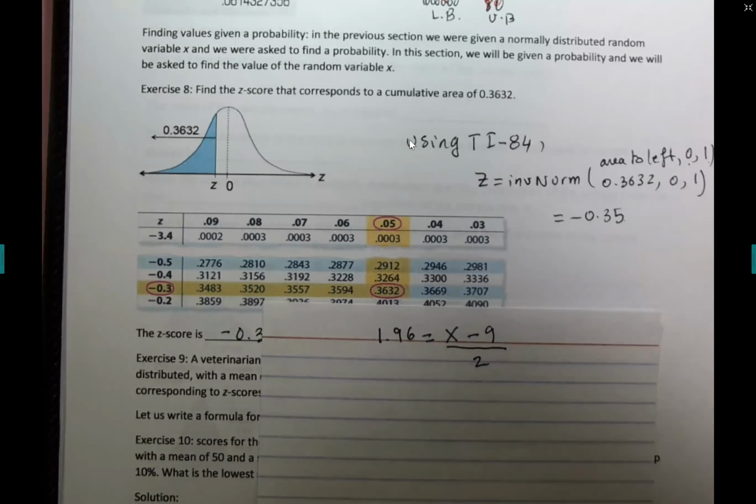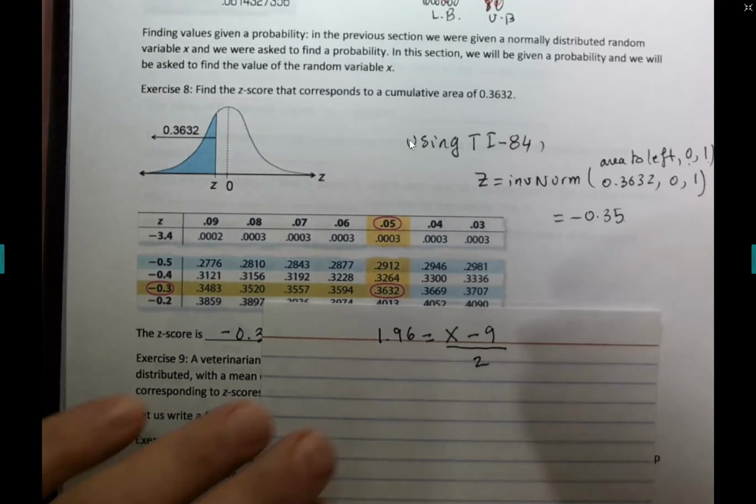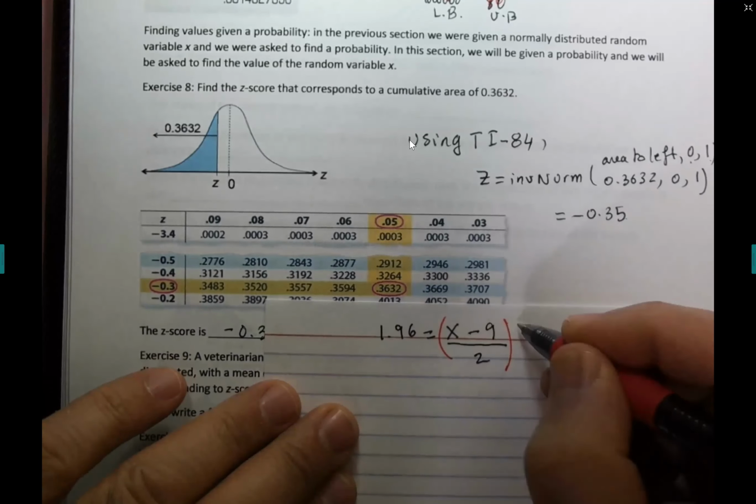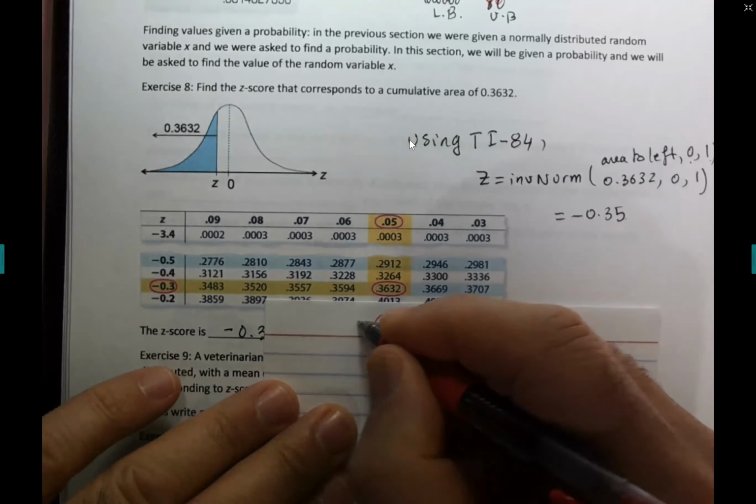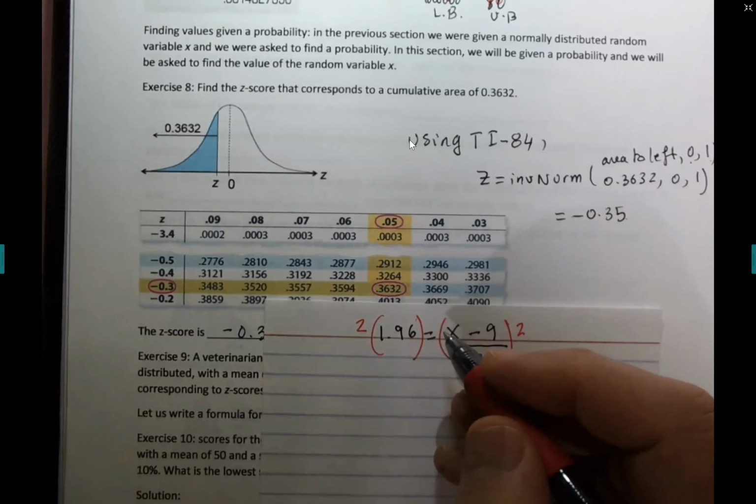Okay, any ideas, guys? How do I solve for x? Forget about statistics. We're just solving for x. Do you have to multiply both sides by 2 first? Excellent, excellent. You need to get rid of the 2. So 2 times 1.96.